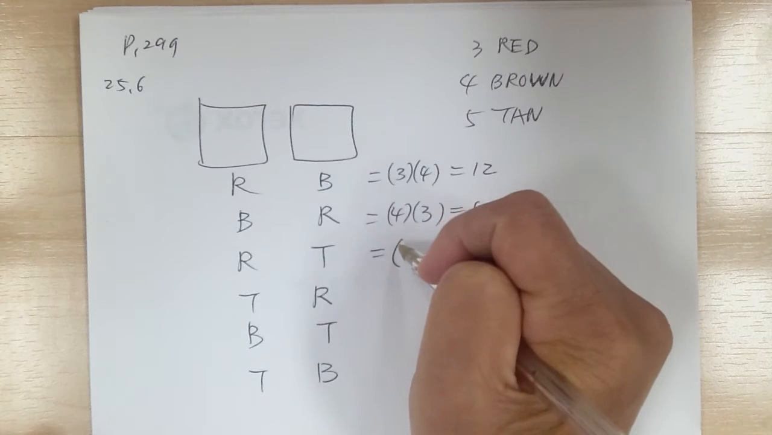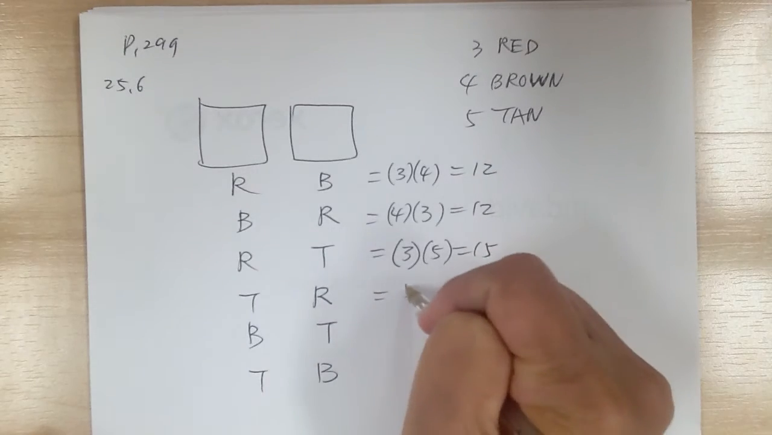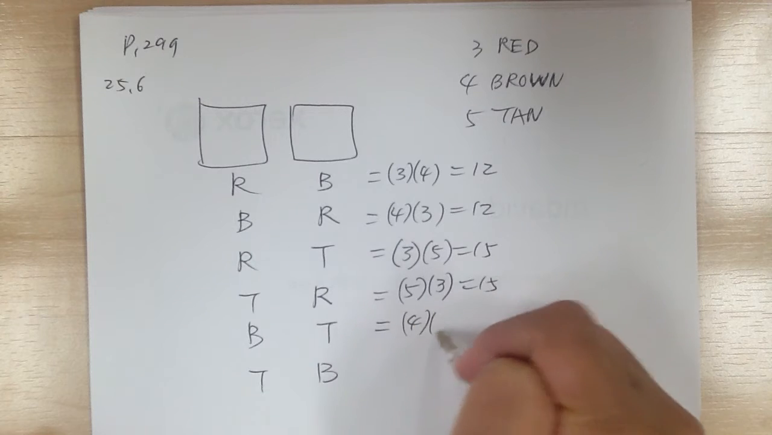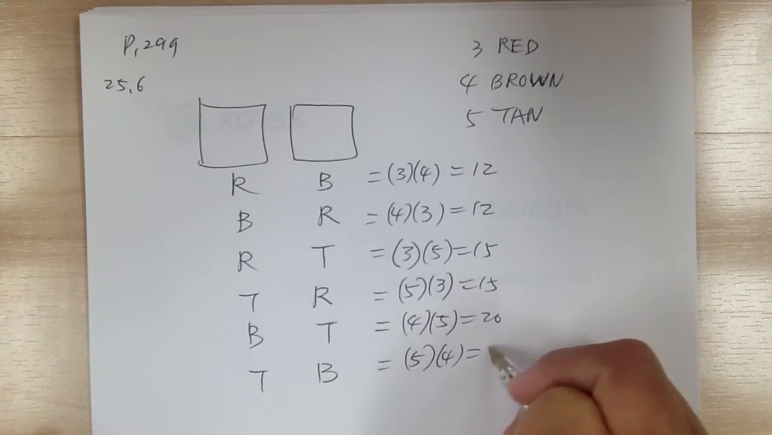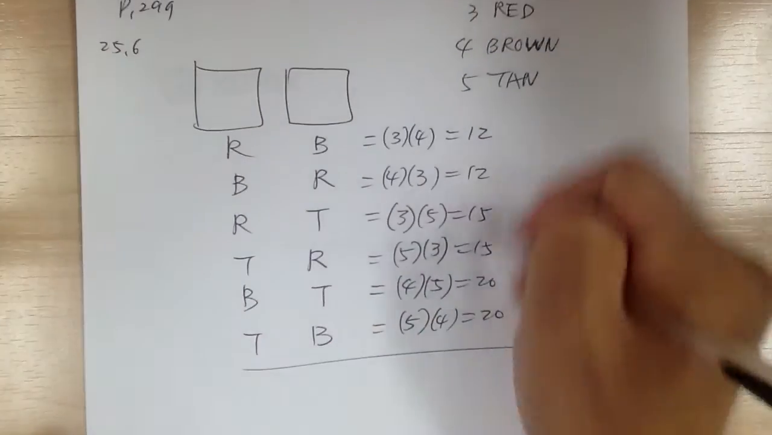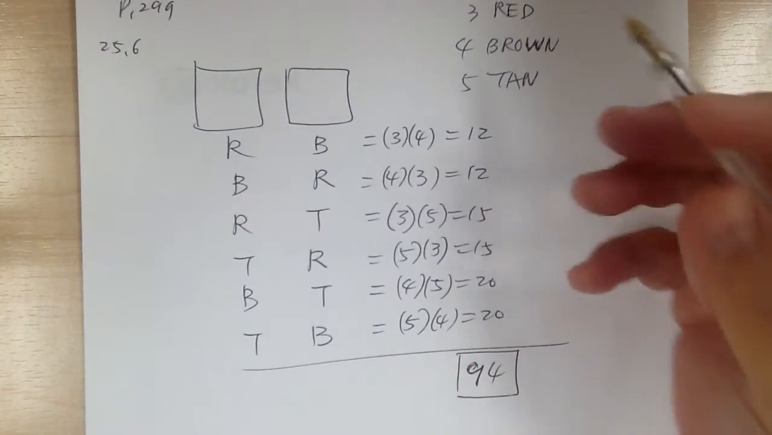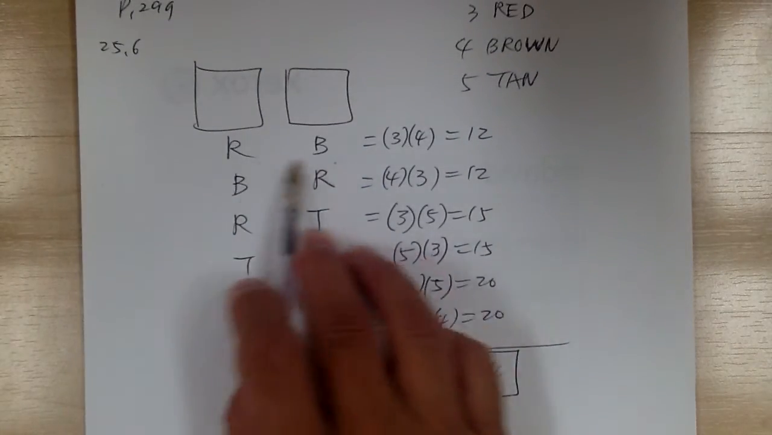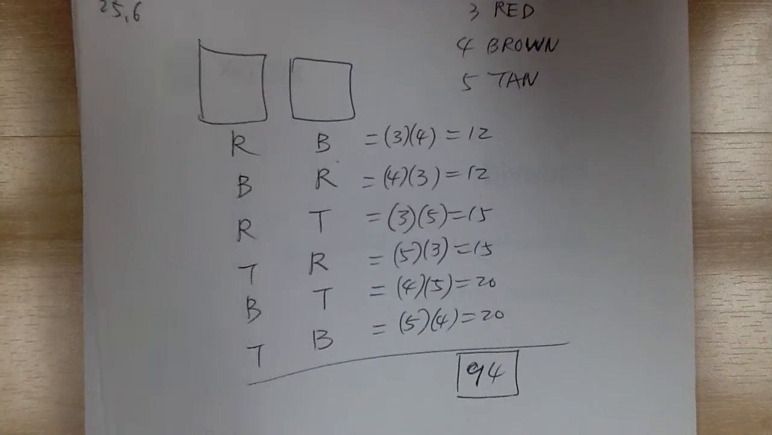And this one is 3 times 5, which gives you 15. And this is 5 times 3, which gives you 15. And this one is 4 times 5, which gives you 20. And this is 5 times 4, which gives you 20. Then you add all these cases together, and you get 94. And that's it. So when you have mixed criteria, you need to list down the cases, figure out each individual case, and then add the total together. Okay, let's go to the next example.